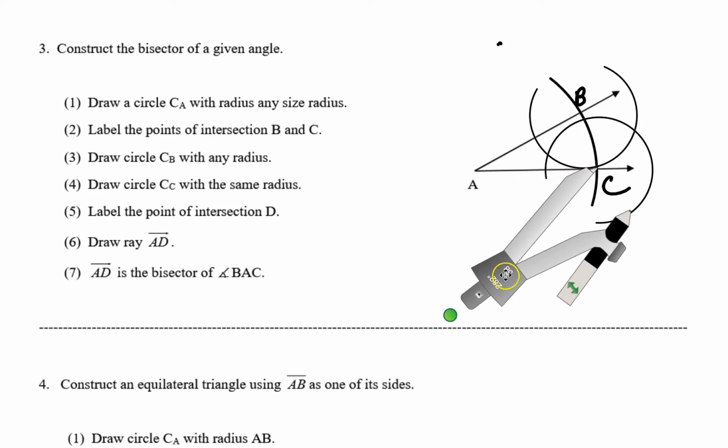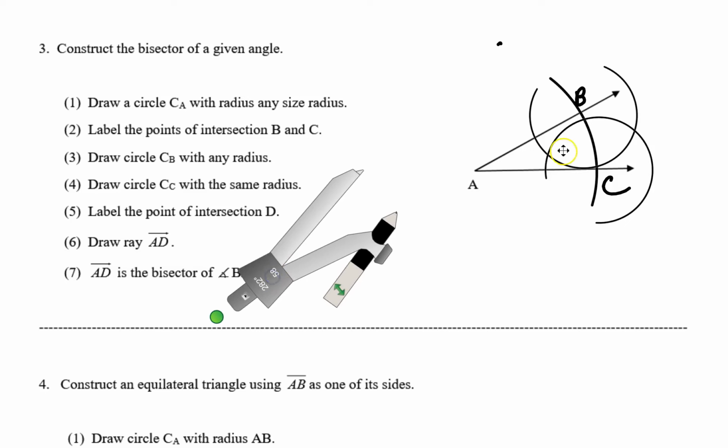So you can see that these two arcs are intersecting at two spots, but this one right here, we can call that our intersection D. If we want to construct the angle bisector of this angle, I just have to do a ray from A through D, and there you go. I have split the angle up into two congruent angles. AD is then a bisector of BC.